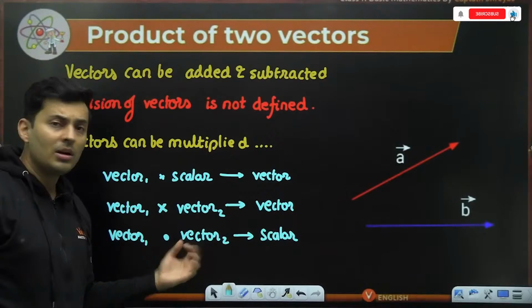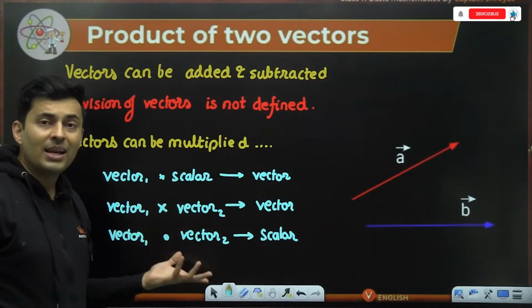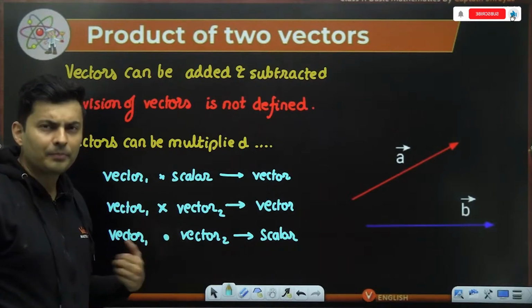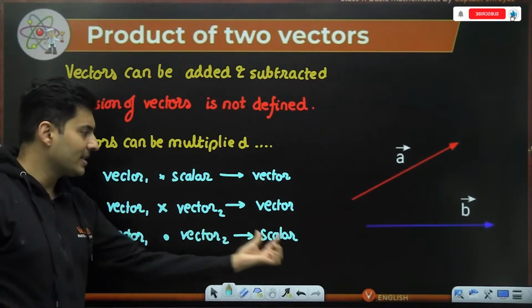Sir, how do I know whether it is cross or dot, sir? Will somebody tell me? Well, it depends on the physical quantity. Like for example, quantities like work. Work is a scalar quantity.